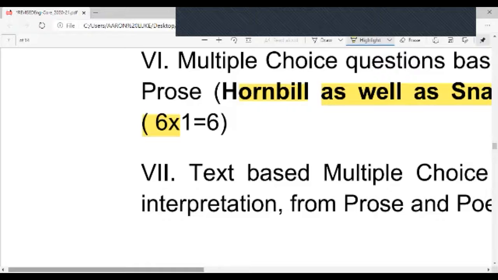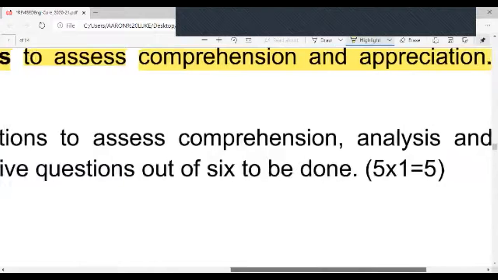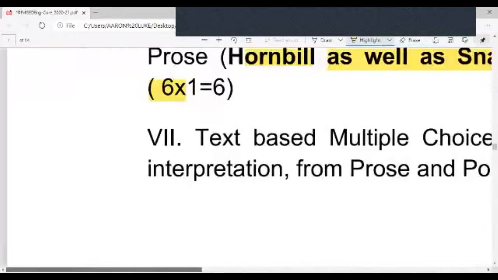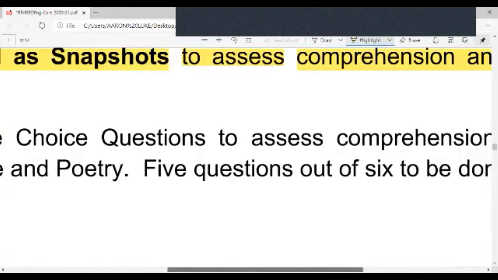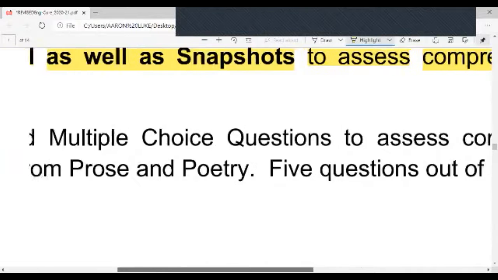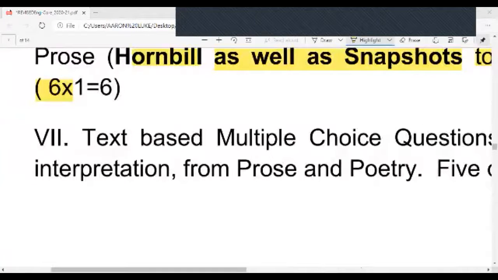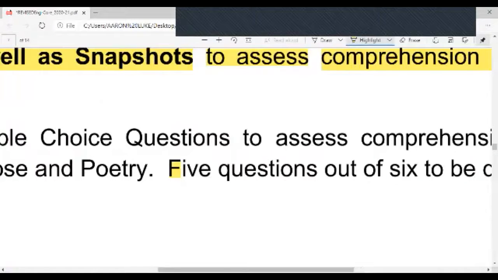So moving forward, question number 7, you will have text-based multiple choice questions to assess comprehension, analysis and interpretation from prose and poetry. You have to answer 5 questions out of the 6 given there. It can be from poetry, from Hornbill prose, or from Snapshots prose. Anything is possible. So you will be given 6 questions, out of which you have to answer 5 MCQs. Please make a mention of it. This is question number 7.